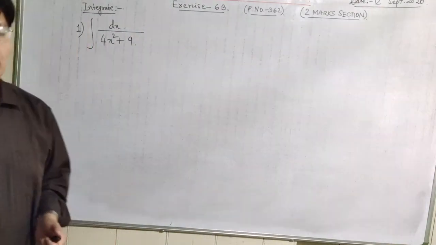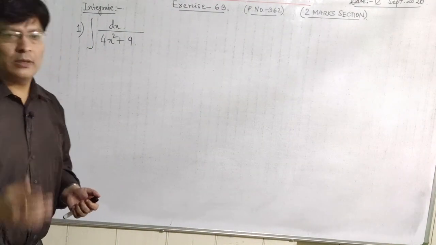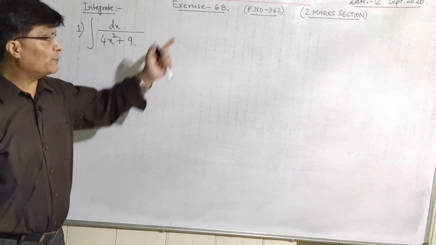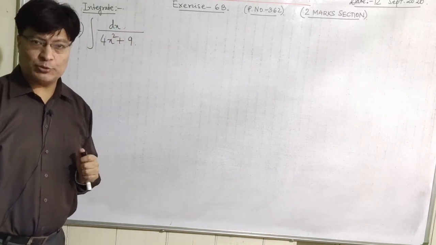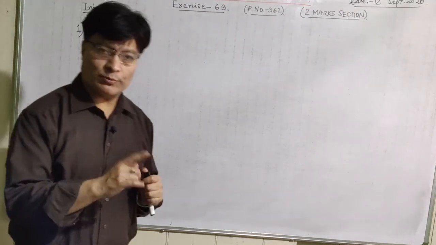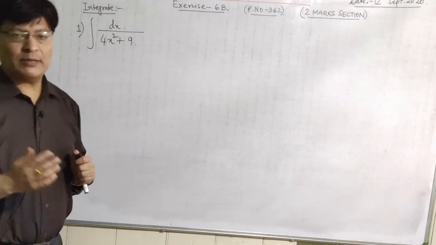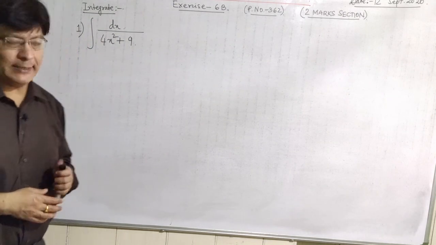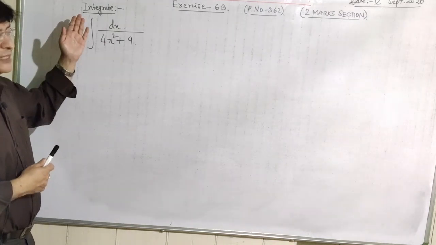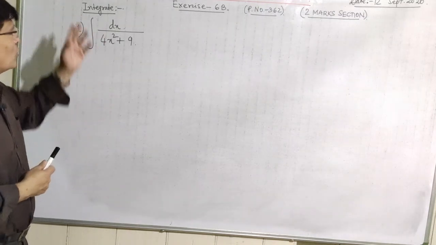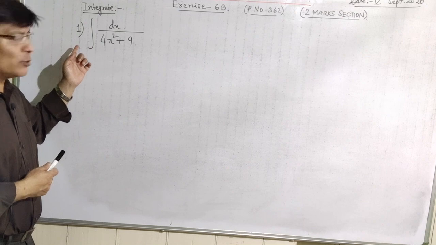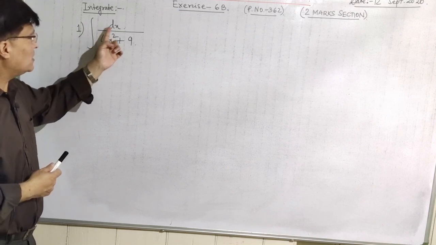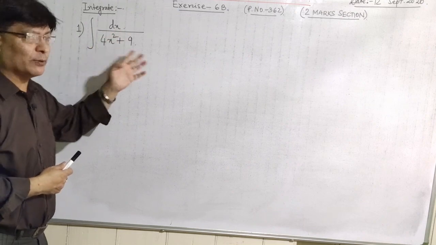So now we'll do this question, that is from exercise 6b, page number 362, from the 2 mark section from the book Higher Mathematics for Class 12 by SND. So let us do this integration. The question is integrate, that is question number 1, integral dx divided by 4x square plus 9.